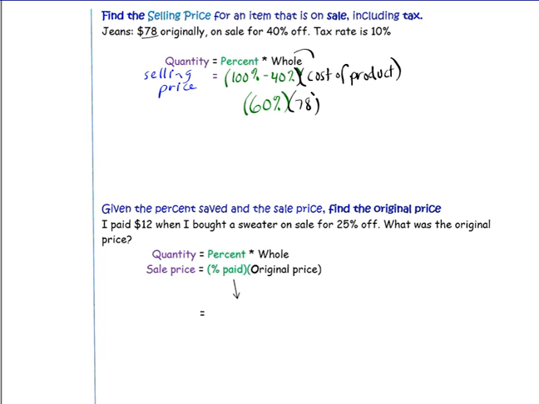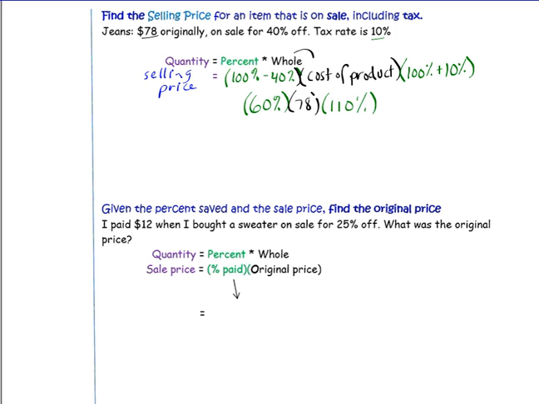You also have to pay tax on it. So the last part will be the tax. And remember that tax is added. So we have 100% for the cost of the product, and we need to add to that the tax rate of 10%. All right, so that's going to give us 110%.